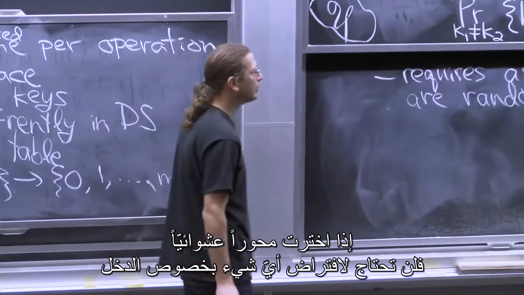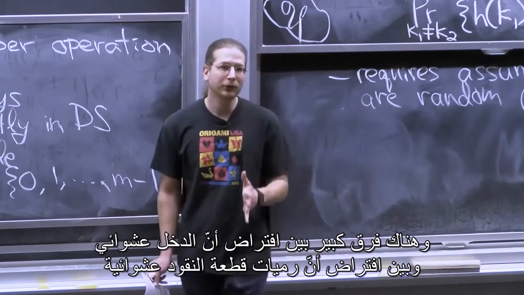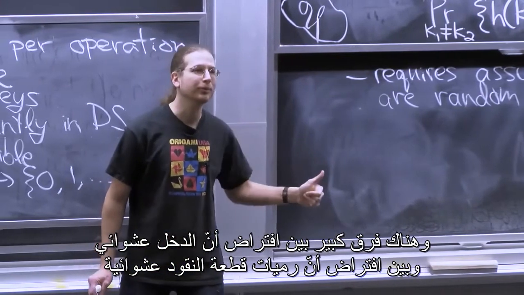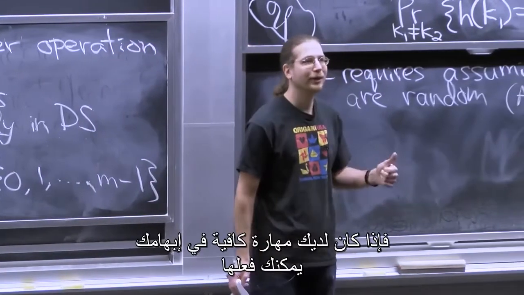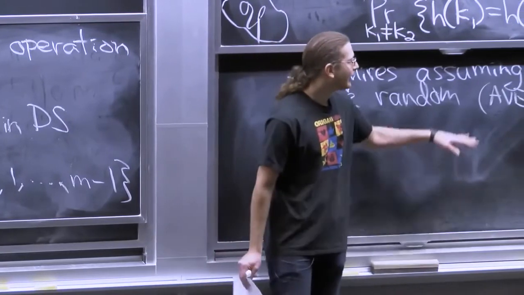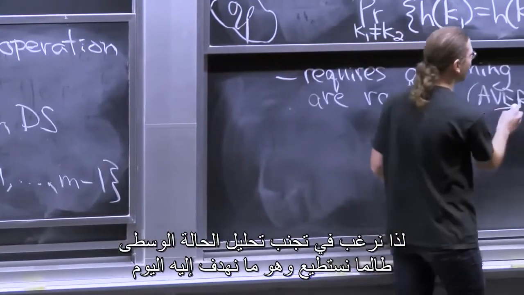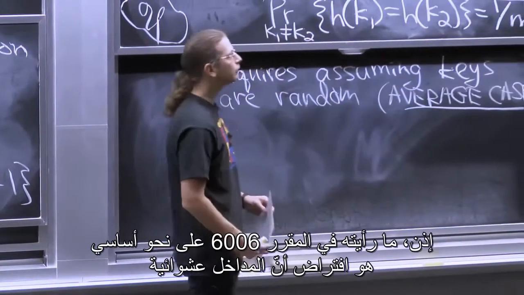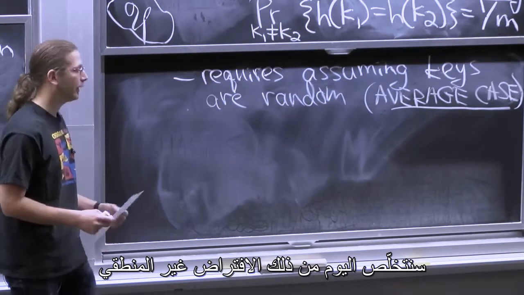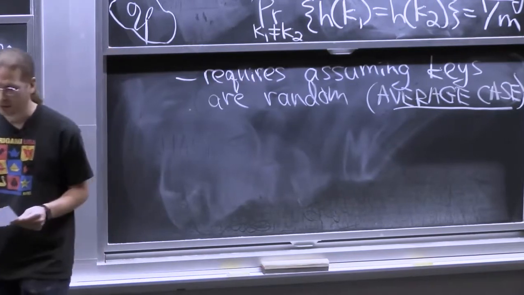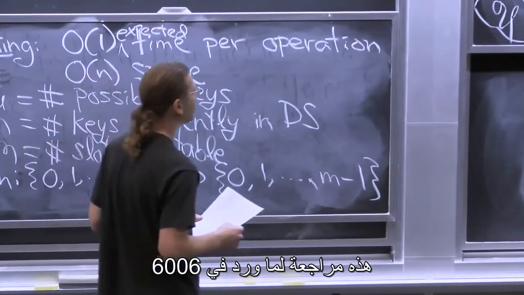If you choose a random pivot, then you don't need to assume anything about the input. You just need to assume that the pivots are random. So there's a big difference between assuming your inputs are random versus assuming your coin flips are random. It's pretty reasonable to assume you can flip coins. If you've got enough dexterity in your thumb, then you can do it. But it's not so reasonable to assume that your input is random. So we'd like to avoid average case analysis whenever we can, and that's the goal of today. So what you saw in 006 was essentially assuming the inputs are random. We're going to get rid of that unreasonable assumption today. So that's, in some sense, review from 006.